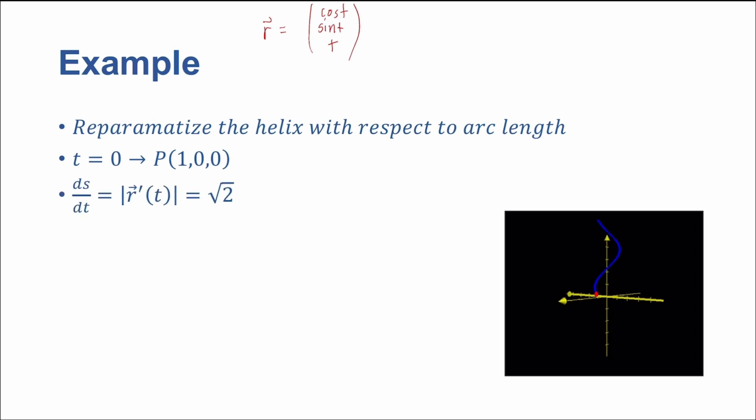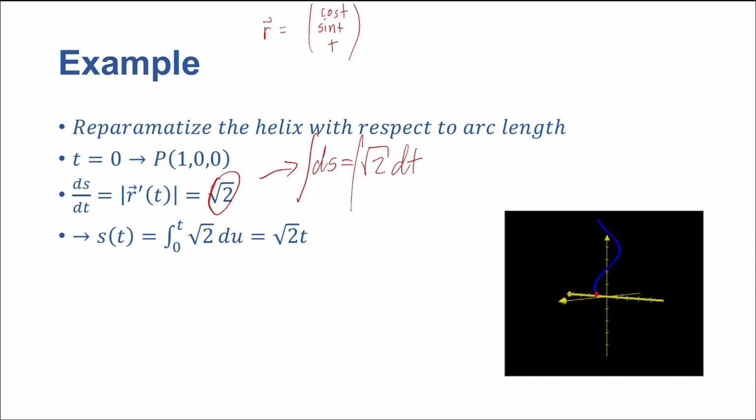So now what we do is we need to find our ds by dt. And we already found that our ds dt is equal to the magnitude of r prime of t, and we found that to be square root of 2 in the last example. So what we can do is solve this differential equation by separating variables. So we get ds is equal to root 2 dt, and we integrate both sides. And then we get s of t is equal to the integral between 0 and t of square root 2 du, and u is a dummy integration variable. So then we get square root 2 t when we use the fundamental theorem of calculus and evaluate the integral.